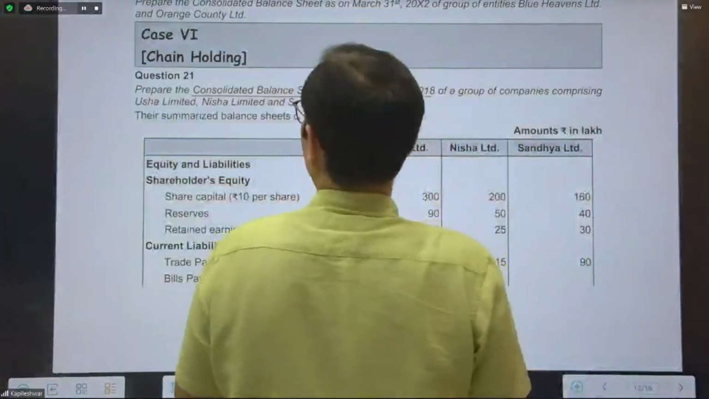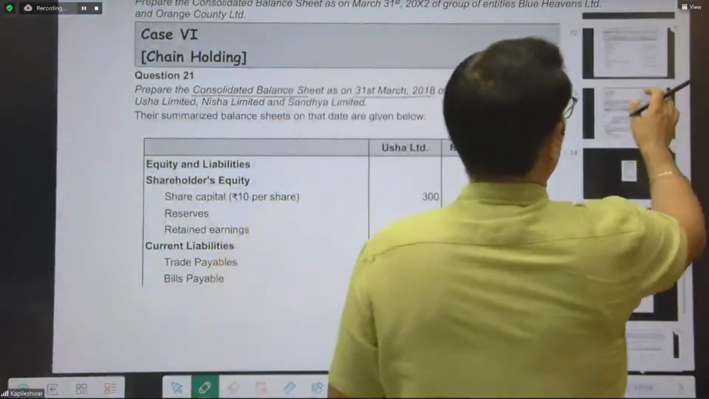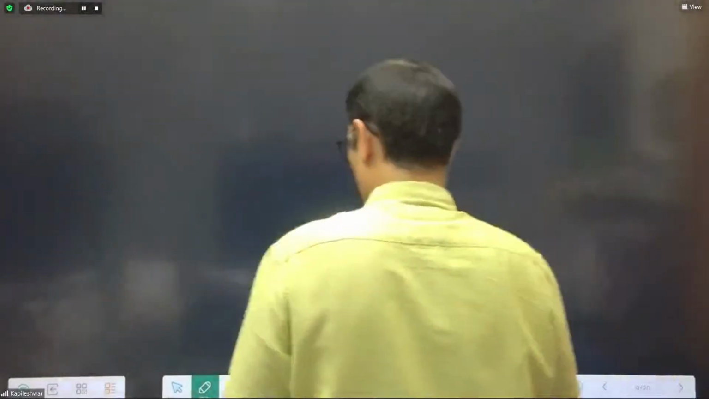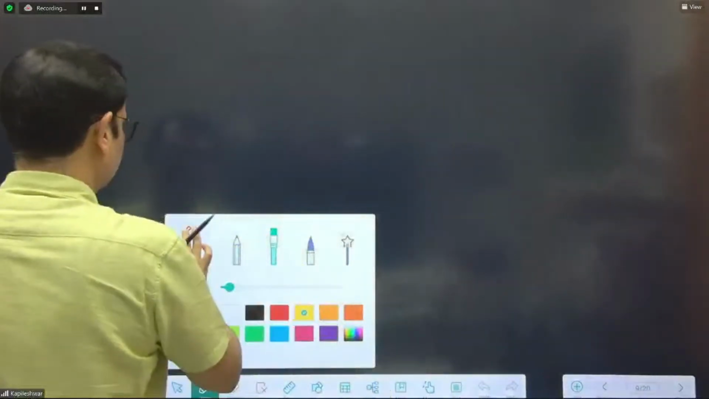So we are looking at question number 21. Let me start solving the question with you. The only thing in chain holding is that since we've got indirectly 2 subsidiaries, your workload increases to double the effort because you need to do 2 analyses of other equity. You've got to calculate 2 NCIs. You need to calculate 2 goodwills because there are 2 subsidiaries. And then you need to aggregate the 2 subsidiaries along with the parent company. So slightly the workload goes up.